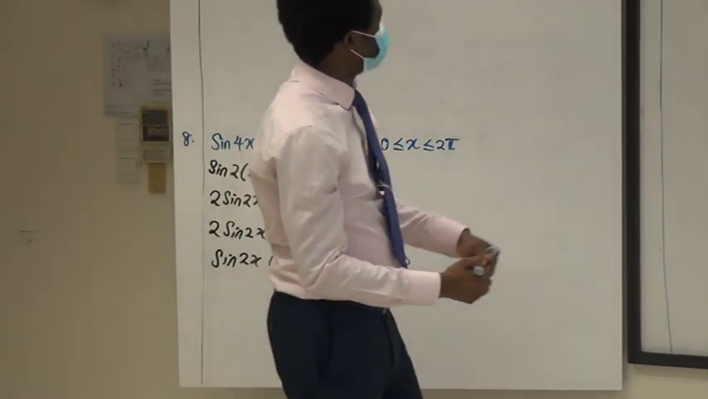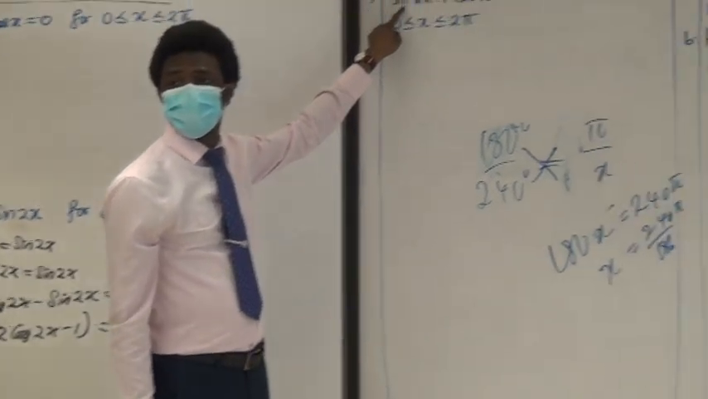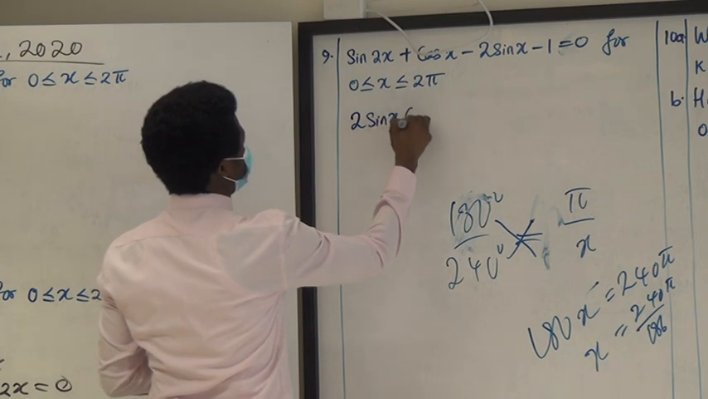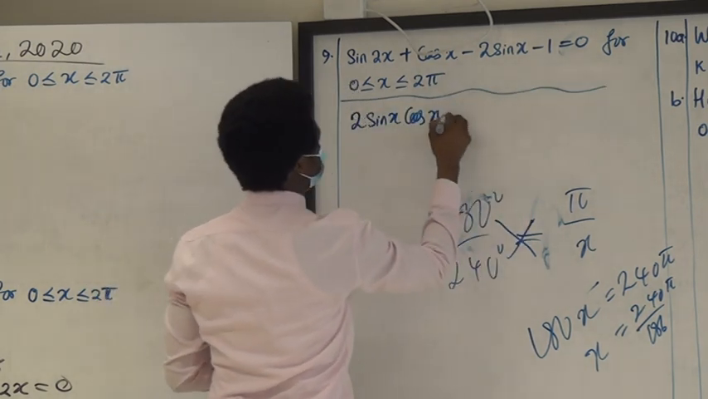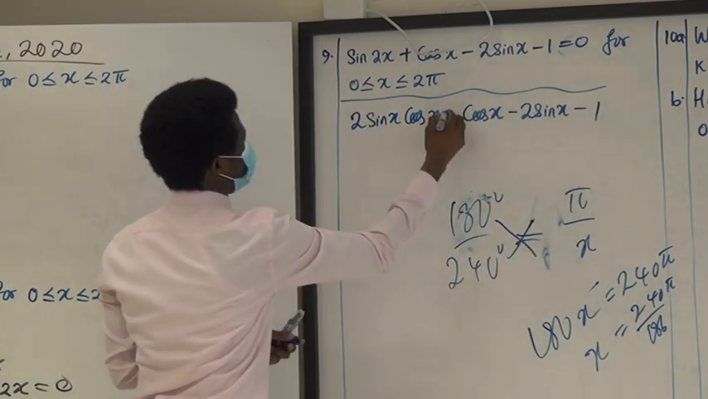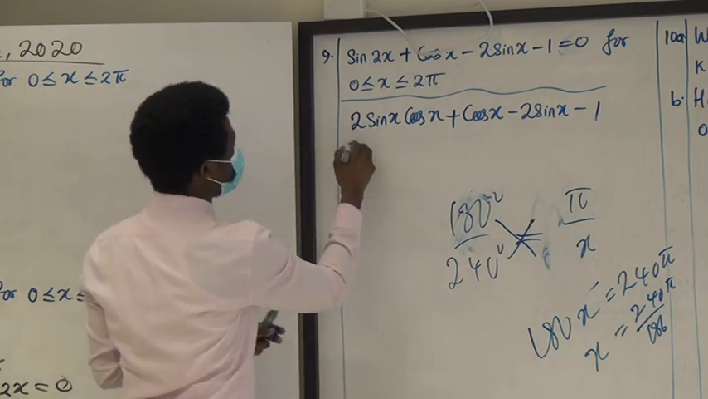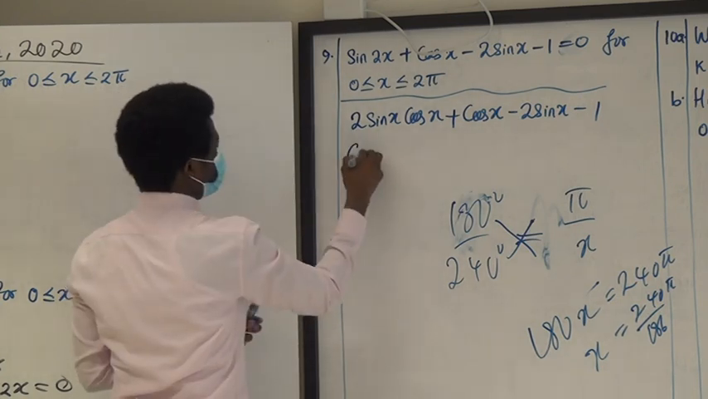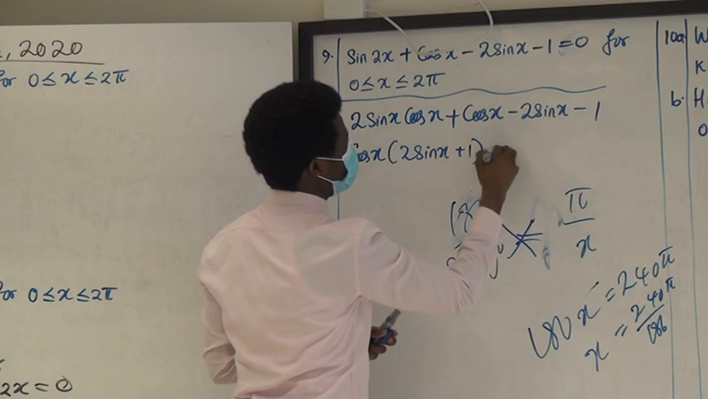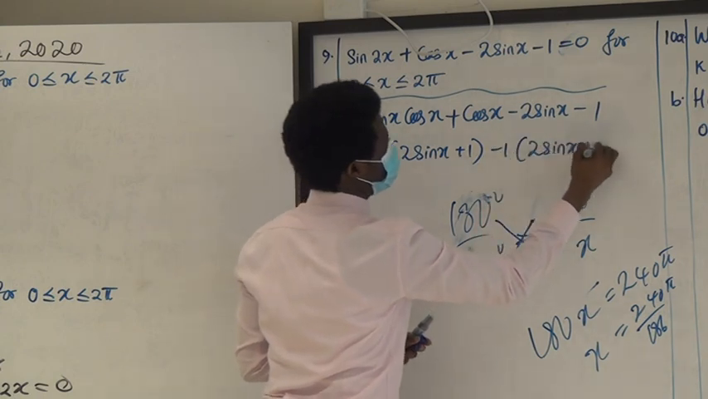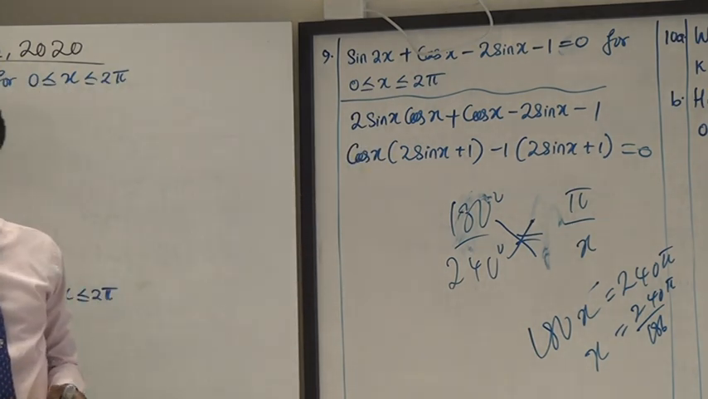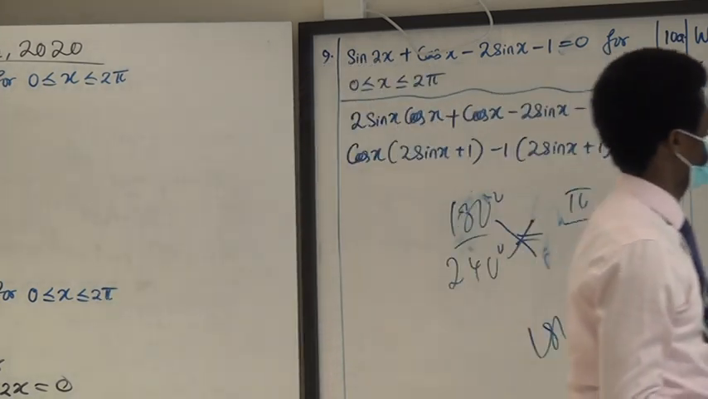Okay, now this is similar. If you expand this, you're going to get 4 times 2 sine x cos x, right? Minus cos x minus 2 sine x minus 1. No, plus cos x, right? Factorize. Can you see already? Cos x, 2 sine x plus 1, minus 1, 2 sine x plus 1. Can you see? Then you factorize again, then you have 2 equations. Does this make sense?